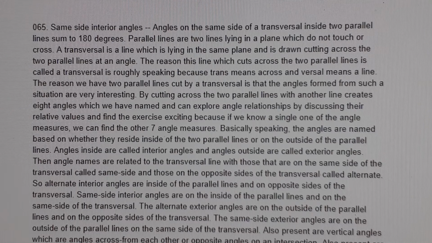Vertical angles are equal. Corresponding angles are equal. Adjacent angles are supplementary. Parallel lines cut by a transversal are 2 parallel lines with a single line drawn across them at an angle, creating 8 new angles. Same side interior angles are angles inside of the parallel lines and on the same side of the transversal and are supplementary.